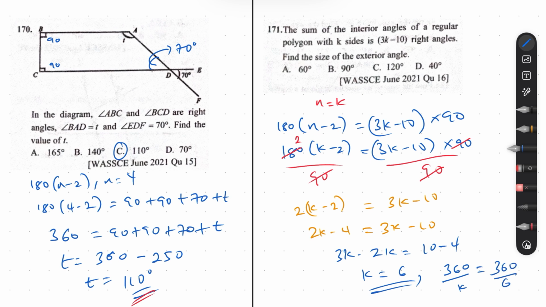6. So that means the exterior angle, let's bring it right here, is equal to what? 60. Okay, which is A. Alright, cool.